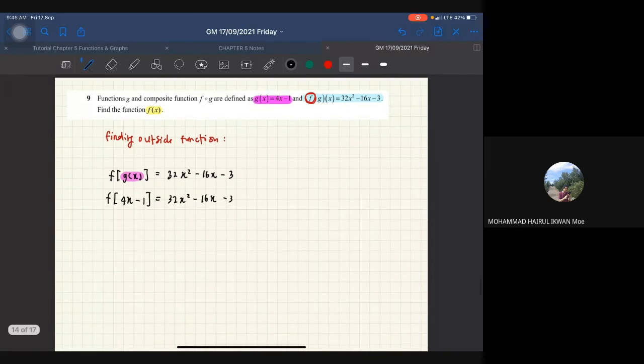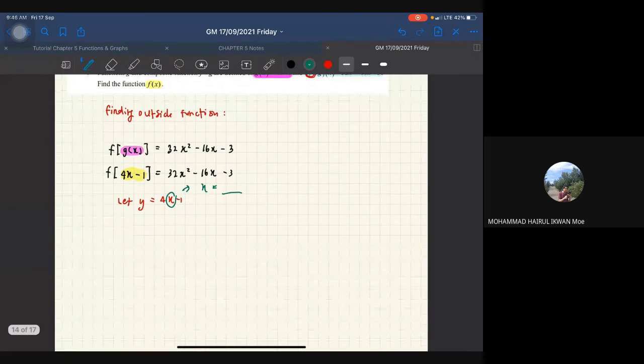Okay, so sekarang kita akan let this one inside the bracket as our y. Okay, so we are going to let y equals to 4x minus 1. Okay, so our target kita kat sini, bila kita let y equals to 4x minus 1 ni, kita nak jadikan x kita sebagai subjek. So we want to have x as our subject. So maksudnya kita nak dapatkan x equals to apa? Something.